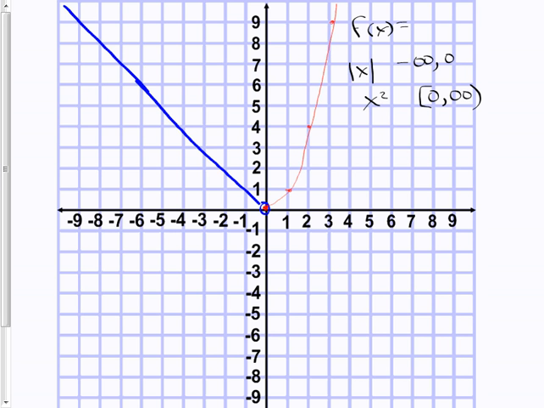It's absolute value from negative infinity to 0. And it's x squared from 0 to infinity. Get the idea? It's just parts. It's part this and it's part that. All right. I'd like you to see if you can graph one of these.